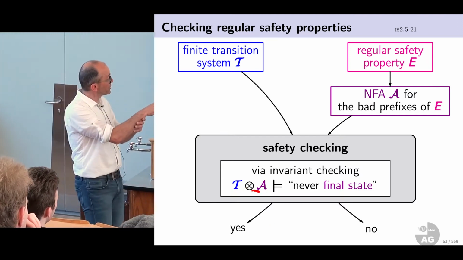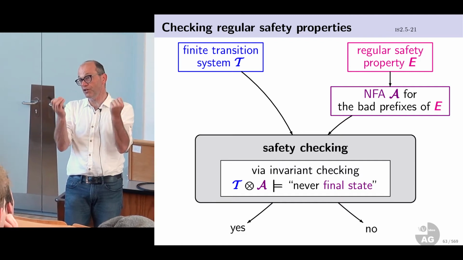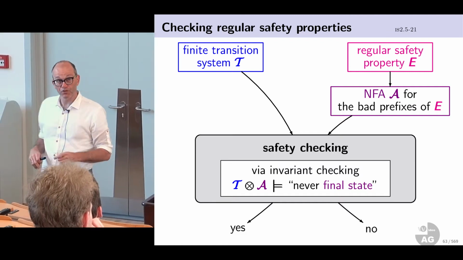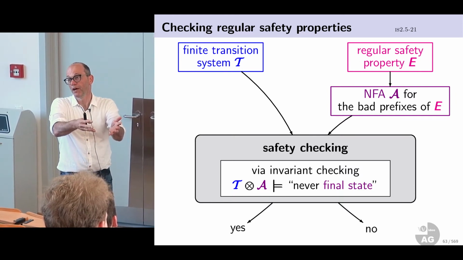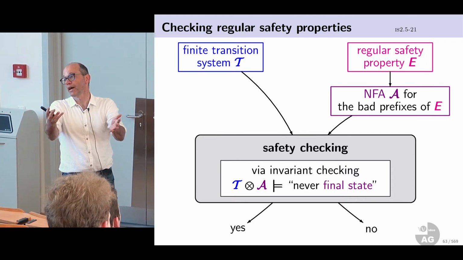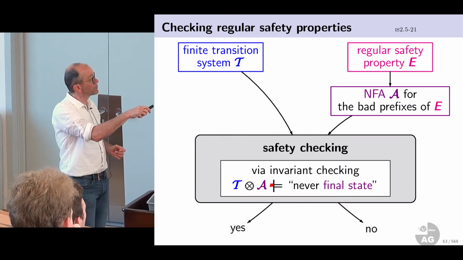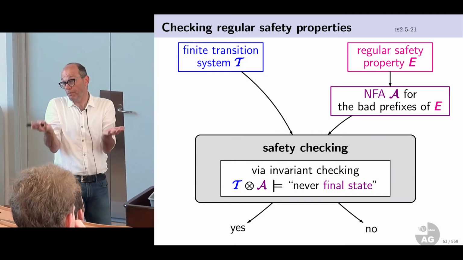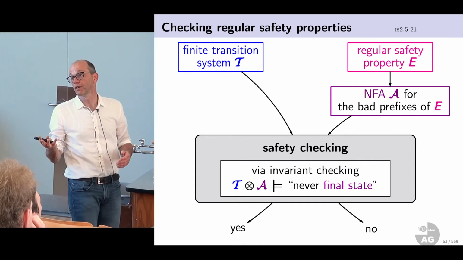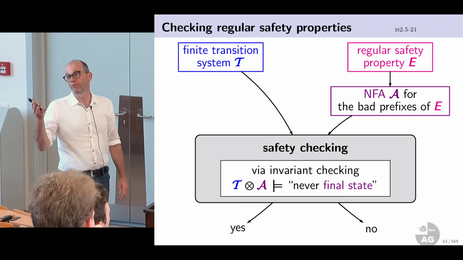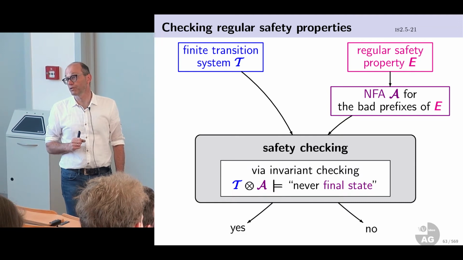And what's the intuition of this? This is a kind of synchronous product. That means that the behaviors of this T cross A transition system are those behaviors that the original transition system has and the automaton has as well. And then if this, let's say, gets to a final state, that will be bad. So we're going to check that this new transition system will never reach a final state, will never allow the bad prefix automaton to say accept, because that would mean a violation of my property.